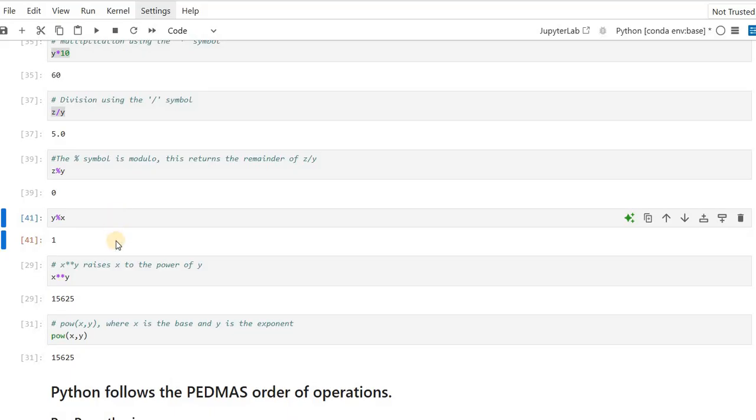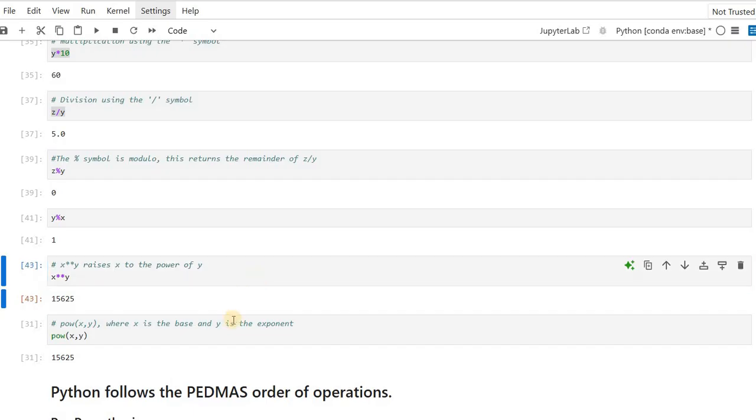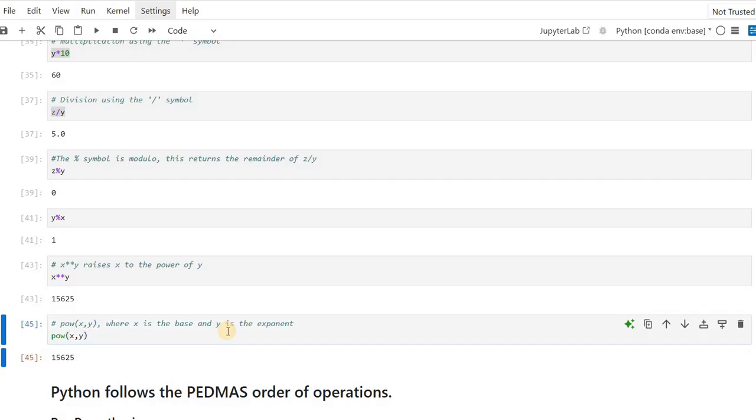So let's understand the power operation, x to the power y. You can write x double star y, which means x to the power y, then shift enter, it will give you 15625. Now look at this: you can get the same result using the pow function, pow(x, y). This also does the same thing, and you will get the same result as before.